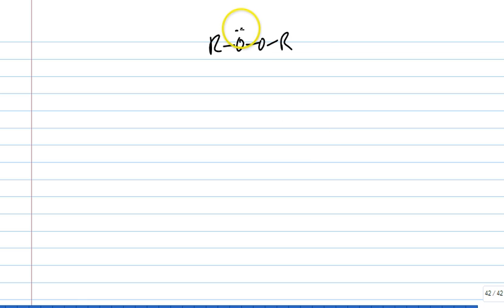Here's what we know about the OO bond. Very weak bond. It's so weak that it can just break right in half. So notice when I did these arrows, I did a single-headed arrow, which means one electron.